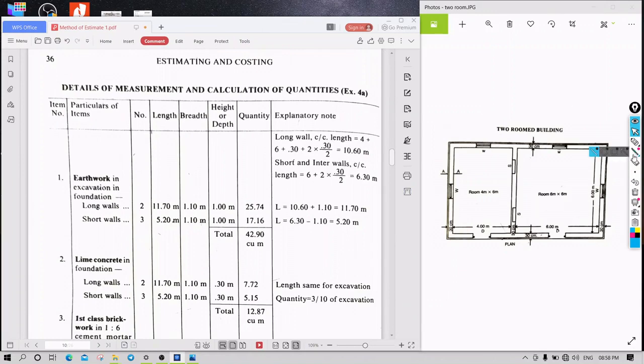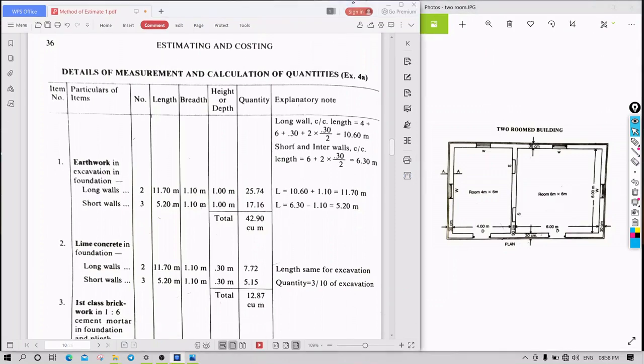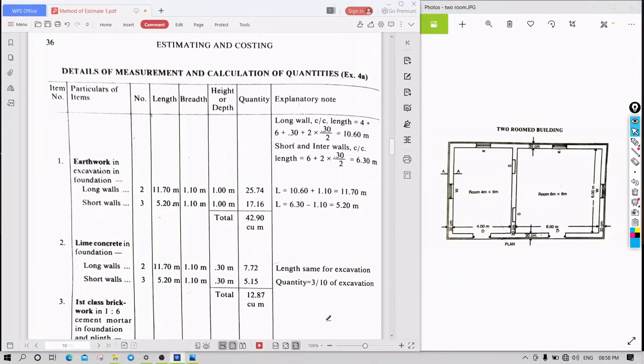So our first work is to find the center line length of the building. We need to know the center line length. If this is the two room building plan, the center line will be like this, the exact center. So how can we calculate?